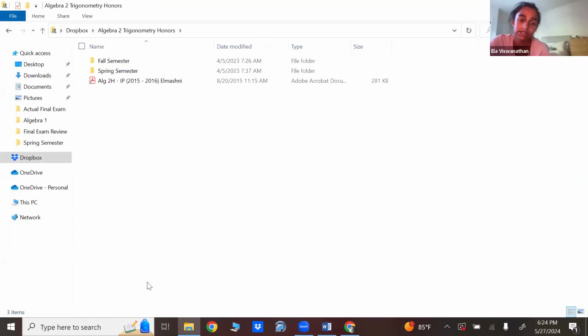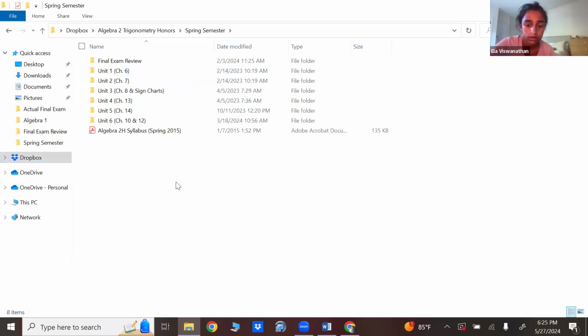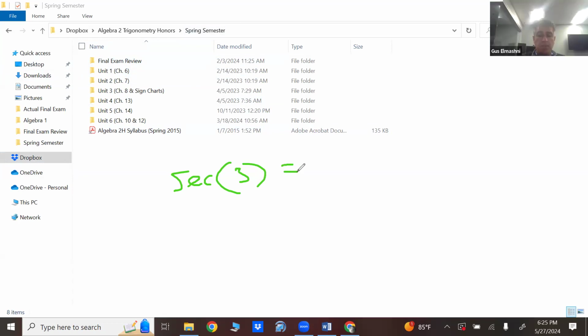How do we find secant 3 equals what? Oh, then you just do 1 over cosine. And secant 3, how do we find it for any radian measure? Wait, what was the question again? Using trig ratios on the calculator to find any radian measure. Oh, I mean inverse. Are you talking about inverse? Yeah. Oh, inverse, I get you now.